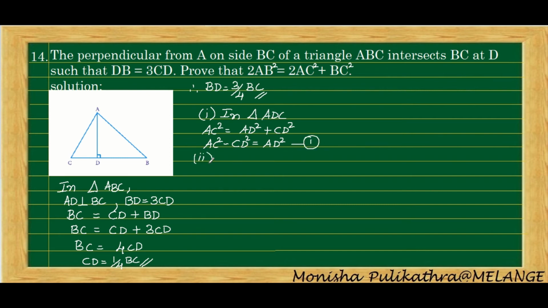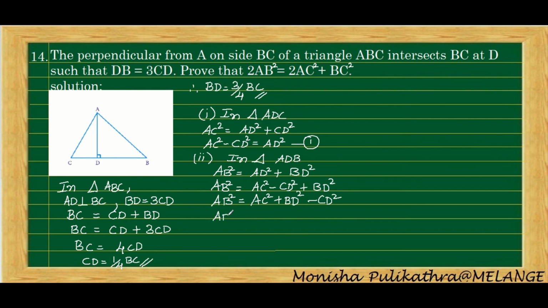Next I will take the second triangle, the second half, that is triangle ADB. In triangle ADB, the hypotenuse is AB. So AB square is equal to AD square plus BD square, right? In equation 1 we have proved that AD square is equal to AC square minus CD square. So instead of AD square we can write AC square minus CD square plus BD square, right? So AB square is equal to AC square plus BD square minus CD square.